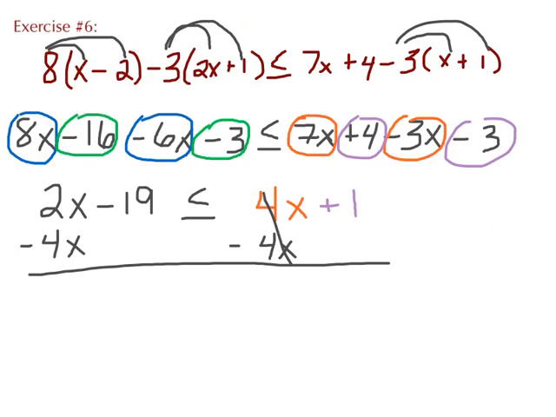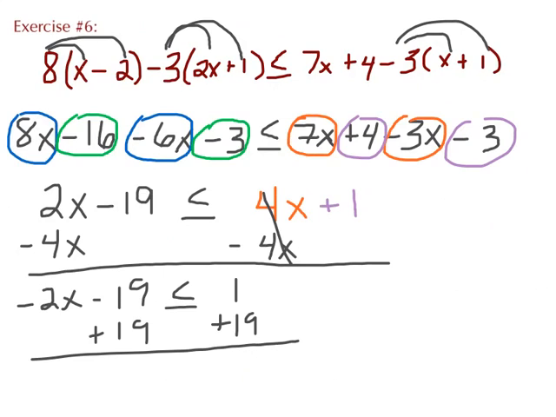So that's going to cancel out. I'm going to have negative 2x minus 19 is less than or equal to 1. So add 19 on both sides. Negative 2x is less than or equal to 20.